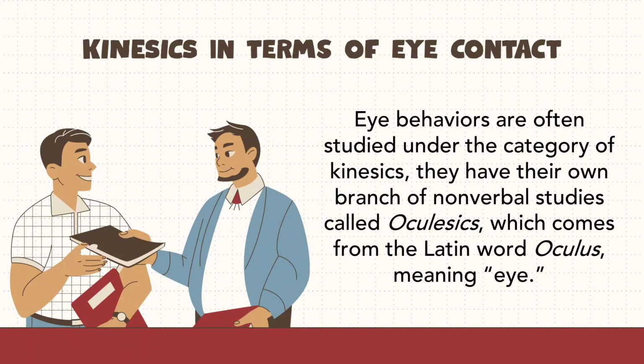Let us categorize kinesics. Kinesics in terms of eye contact. Eye behaviors are often studied under the category of kinesics. They have their own branch of nonverbal studies called oculesics, which comes from the Latin word oculus, meaning eye. Eyes are the window to the soul. Your eye contact and movement, and the way you sight or gaze at people can express certain meanings. Examples are hungry eyes, evil eyes, and even bedroom eyes.